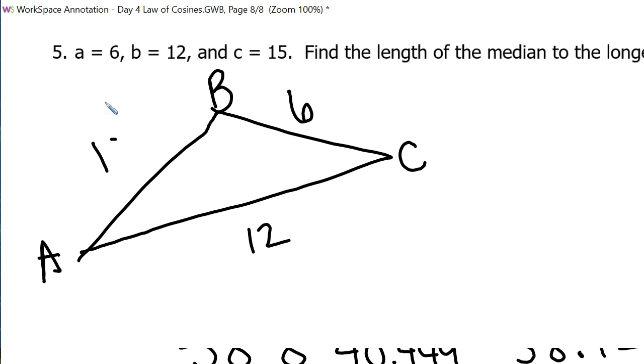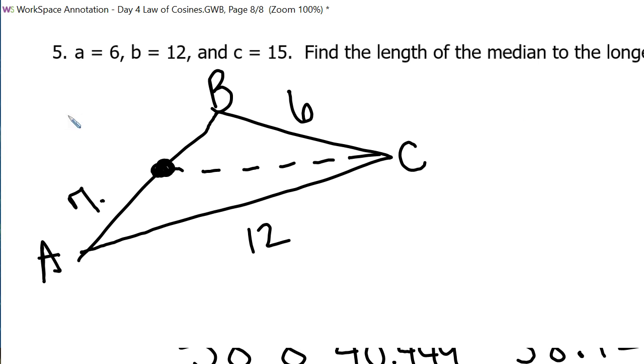Whew. Geometry, what's a median? It goes from the angle to the opposite side, and it cuts the opposite side in half. So the median to the longest side, well, which one of those is the longest side, A, B, or C? C. So it's side C that needs to be cut in half. And that median needs to go from the middle of side C to angle C.